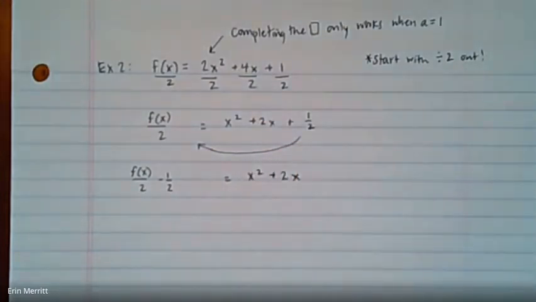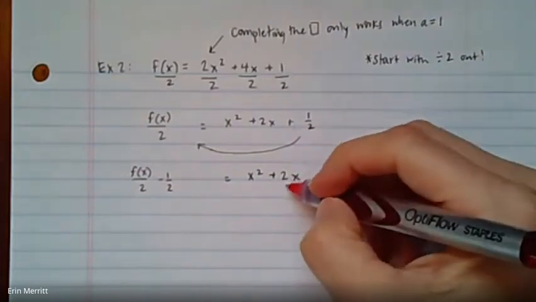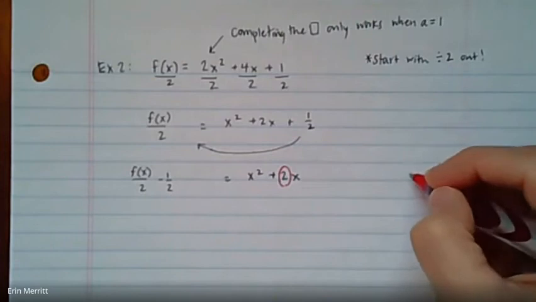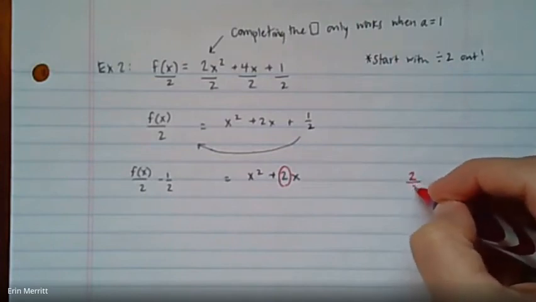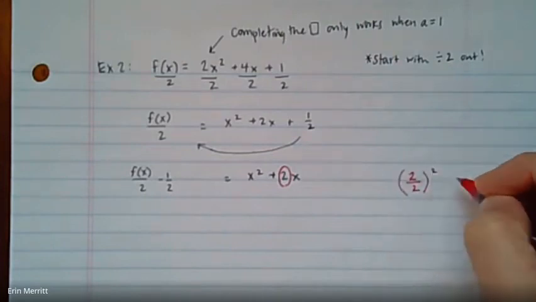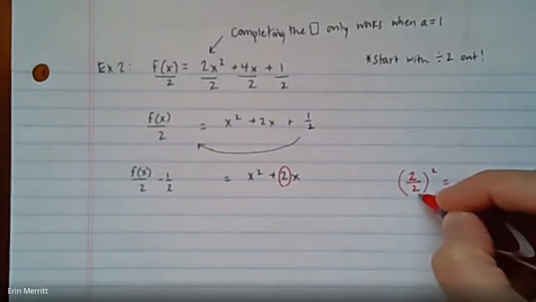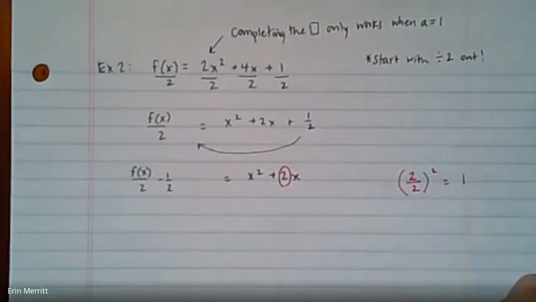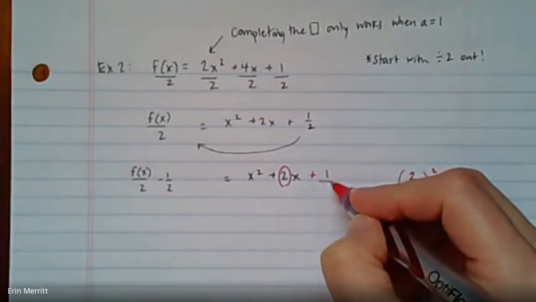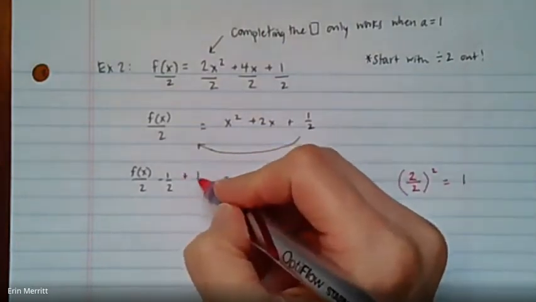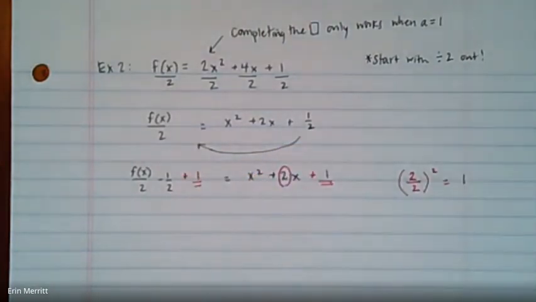All right, here comes the completing the square step. Remember, the b term, that's the coefficient on the x. So the b term here, you're going to take it, chop it in half, and square it. So 2 divided by 2 is just 1. 1 squared is 1. So I'm going to add 1 to the right-hand side, and then to balance the equation, add 1 to the left-hand side.